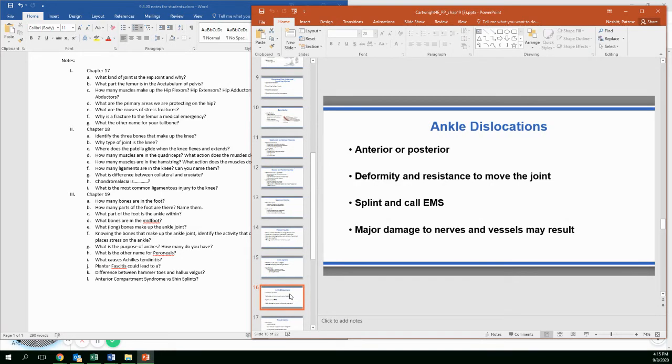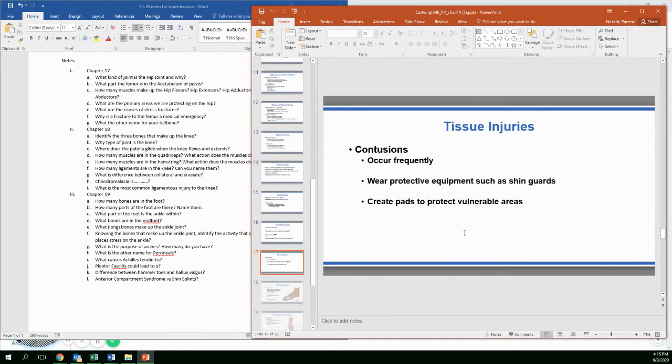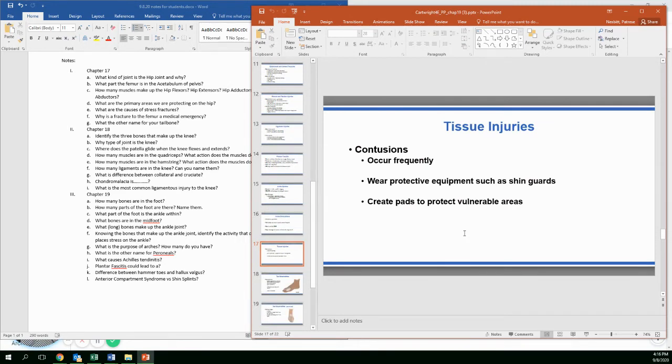Okay. Like most bones, you can dislocate it. Get them in a splint and contact or reach out to 911. That's important because you could injure nerves and vessels. Like all dislocations, you can have nerve damage.